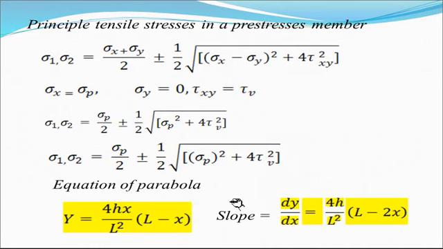Now, for this we need the slope of the cable. If a parabolic cable is there, we can find the slope. This is the equation of the parabola: y is equal to 4hx times (L minus x) divided by L square, where h is the sag, x is the distance where we have taken the section, and L is the total span. If you take the derivative dy by dx, that gives the slope, which is 4h by L square times (L minus 2x).